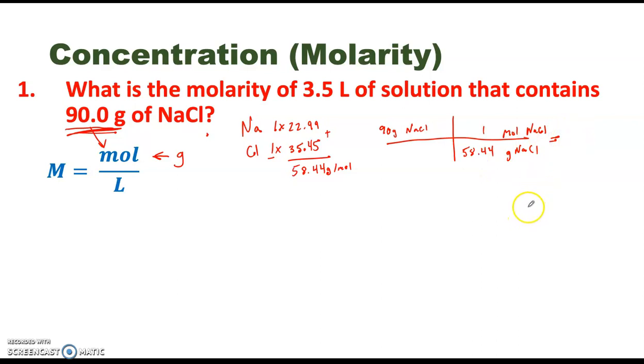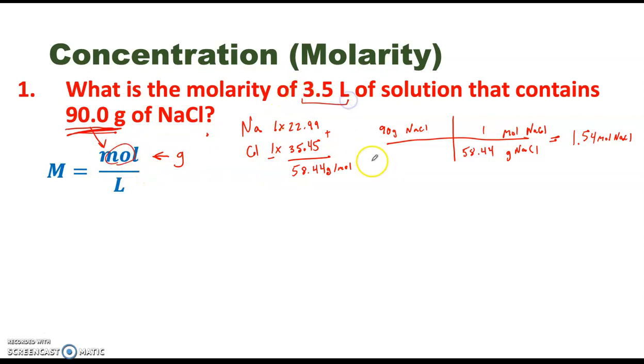So now I do a little bit of calculations here. 90 divided by 58.44. And that means right now I have 1 point, and I should go to 3 sig figs here. 1.54 moles of NaCl. So now I have my moles to plug in up here.